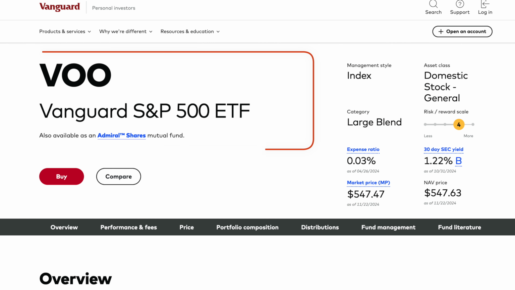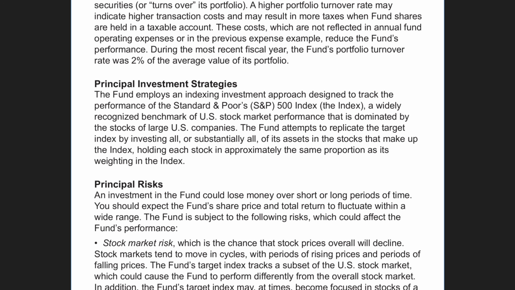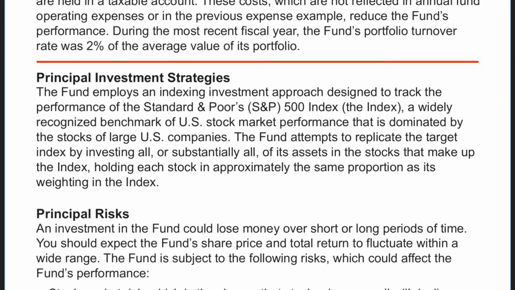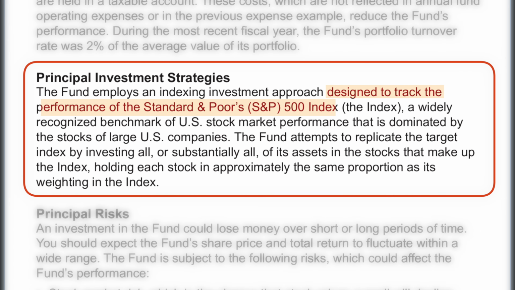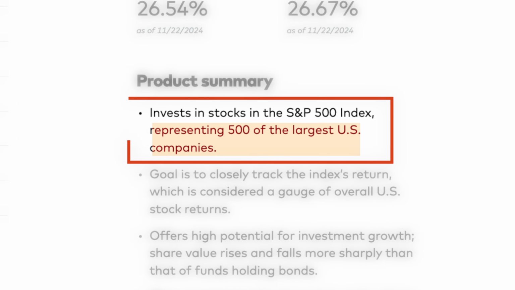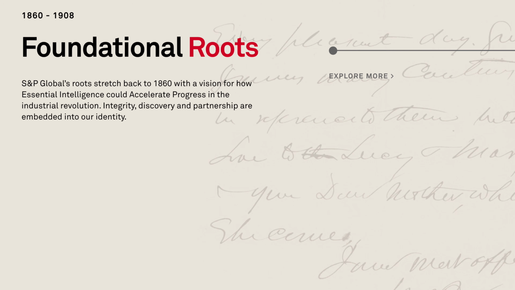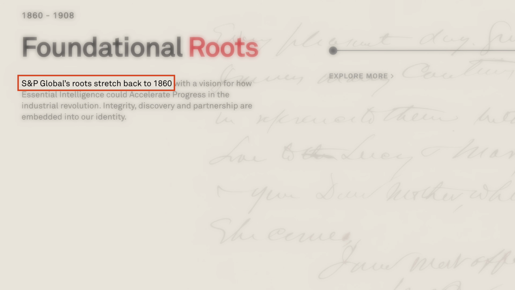Now when it comes to VOO, this investment stands for the Vanguard S&P 500 ETF, where looking at the prospectus, it specifically states that this fund is designed to track the performance of the Standard & Poor's 500 index, which is a recognized benchmark of the US stock market, where it is composed of 500 of the largest US-based companies. And if you didn't know, the Standard & Poor's company goes all the way back to the year 1860. But it's really important to understand that with these indexes, there are going to be strict rules on what companies are going to be able to be listed inside of the index or not.